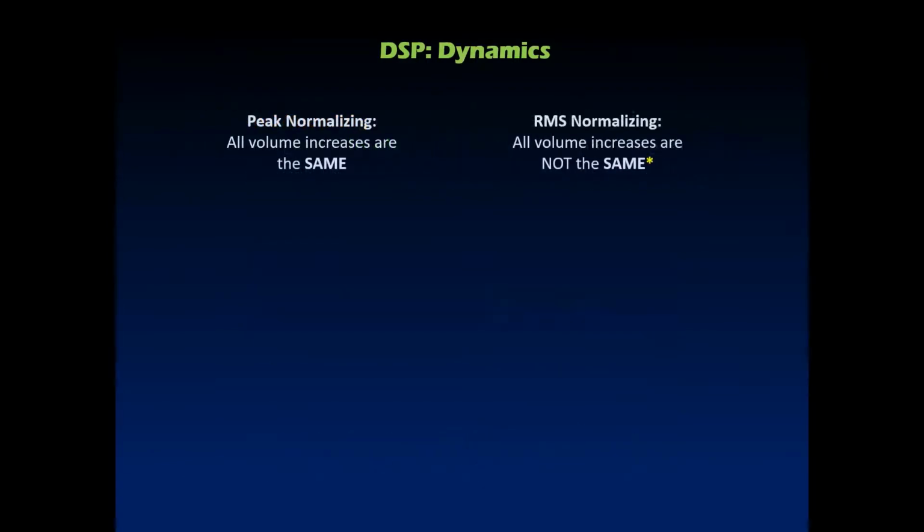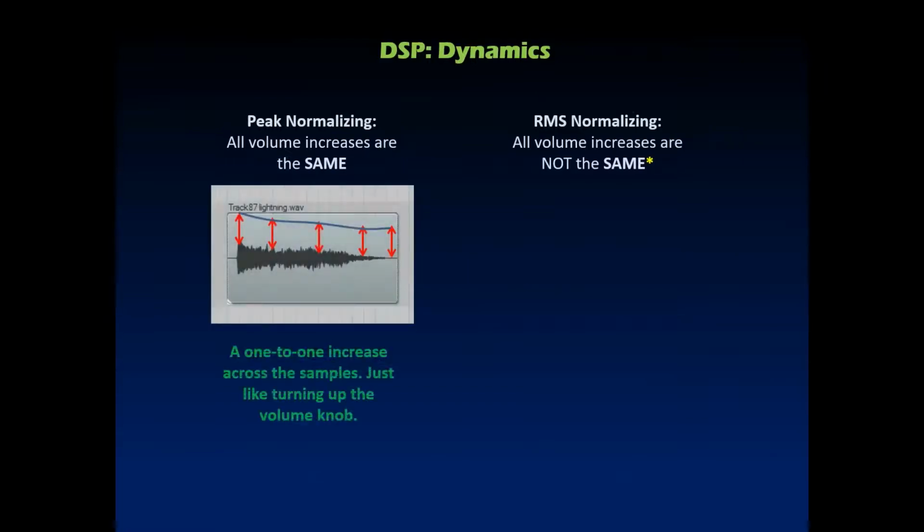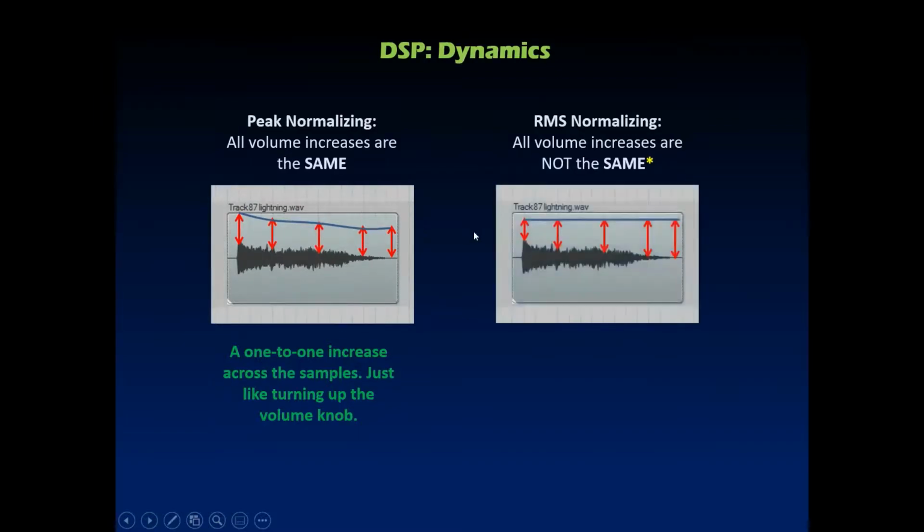Okay, so remember, peak normalizing is all volume increasing at the same level, right? And RMS normalizing means all volume increases are not the same. Okay, so here with peak we have a 1-to-1 increase across the samples anywhere you look. If you brought this up 7.25 decibels, this will be plus 7.25, this will be plus 7.25, and so on. But here, with RMS normalizing, it's not the same. Right? It's a contour, because we're trying to hold to some perceived loudness.